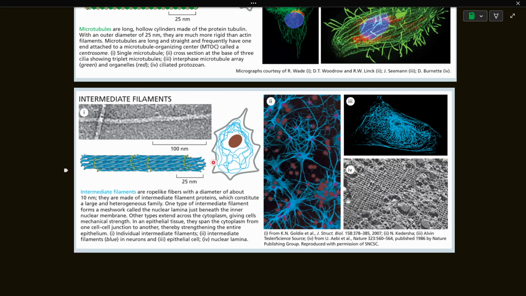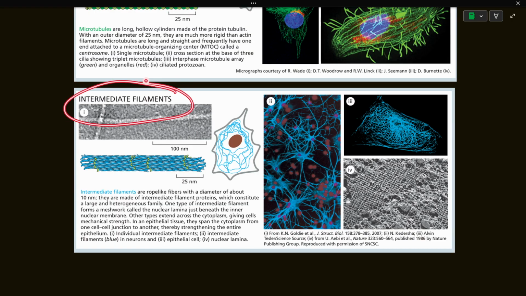Intermediate filaments are often found in epithelial cells. A very important place where you will find the intermediate filaments is the nuclear lamina. In the nucleus, just beside the nuclear membrane, a mesh-like structure is formed, which is very important because it maintains the shape of the nucleus, and it is important to hold the chromatin in its place. This mesh-like structure is known as the nuclear lamina, and it is formed by the intermediate filaments.